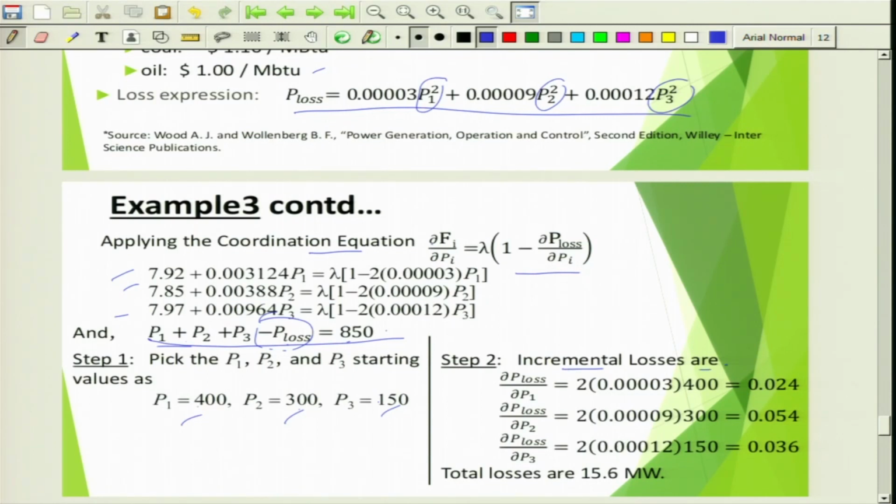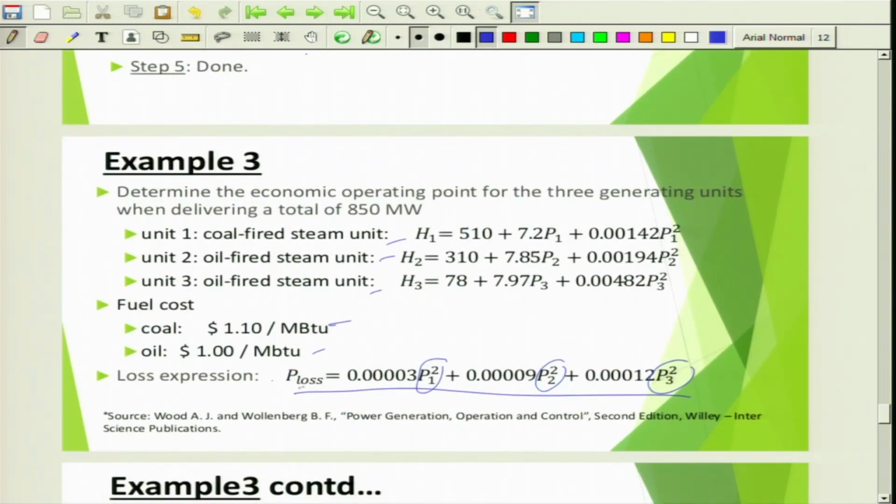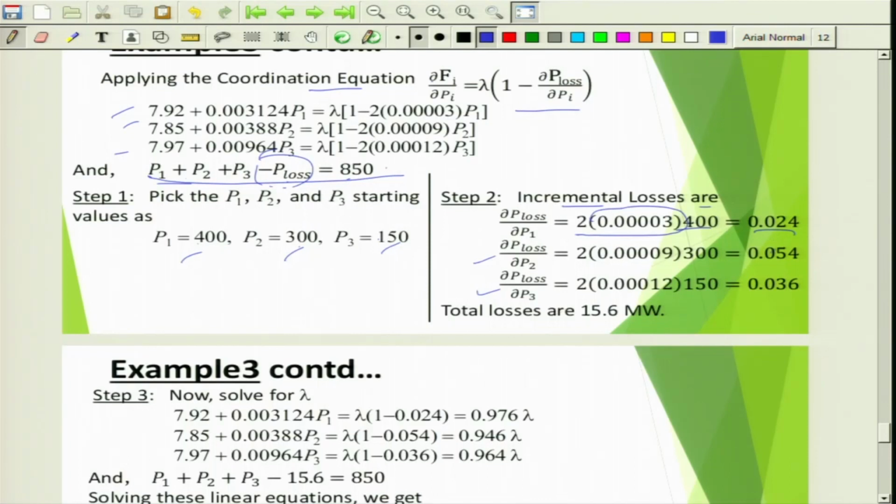Now obtain the incremental loss. What is the incremental loss function? This is ∂P_loss/∂P1, which is equal to 2 into the constant multiplied by P1. Similarly, obtain ∂P_loss/∂P2 and ∂P_loss/∂P3. This you have got by obtaining the partial derivative of this function with respect to each generator, right? And then you will get these values.